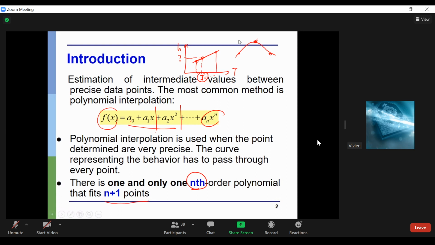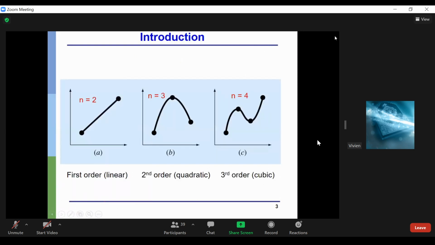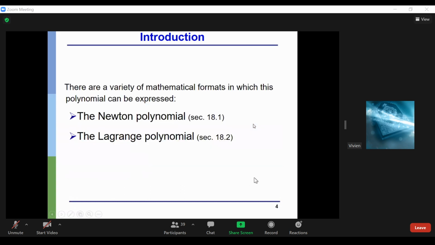So we see here that for first order, a linear line, we need 2 points. For second order or quadratic, we need 3 points. And for third order, we need 4 points. Now we will see the explanation here.